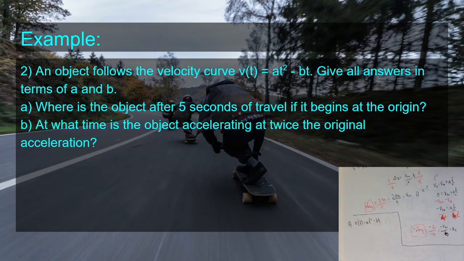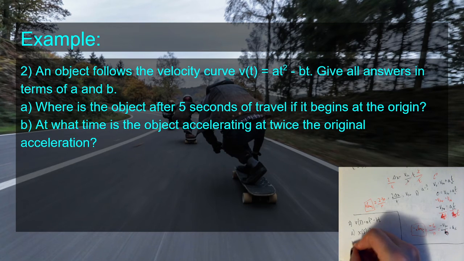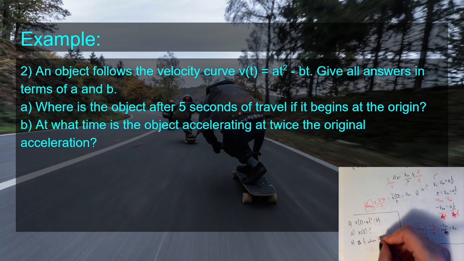Not necessarily what people are going to be used to. Give all answers in terms of a and b. So a and b are allowed, t is not. Where is the object after 5 seconds of travel if it begins at the origin? So we want to find x at time 5. And b, at what time is the acceleration twice the original acceleration? So we want to find the time when a is double the initial acceleration.